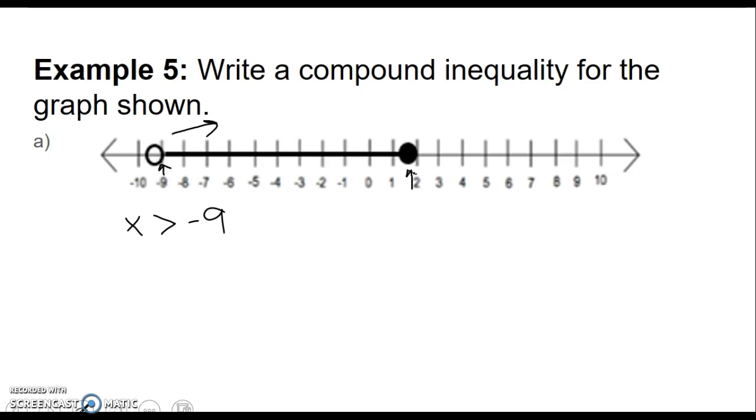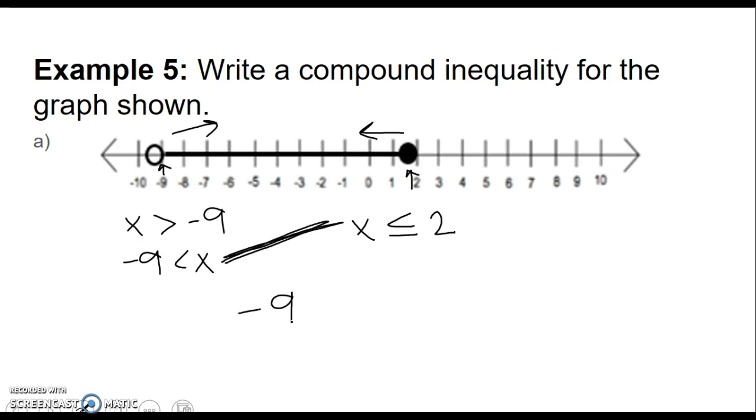Now here, let's pretend this is on 2. My arrow is pointing to the left, so I know that x is going to be less than or equal to 2. Since it's a closed dot, it's less than or equal to. I can combine these into 1 since I'm showing something that's between the two numbers. So I'm going to flip this inequality around. Now we can see that I have x in the middle. So I'm going to rewrite this as negative 9 is less than x is less than or equal to 2.